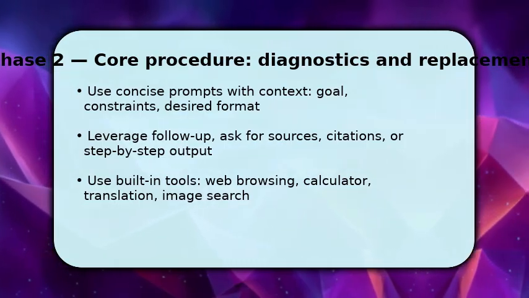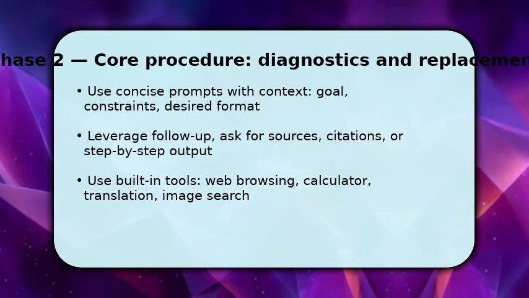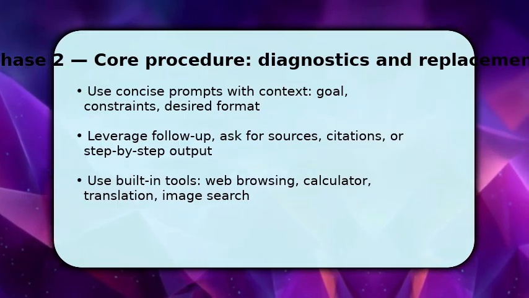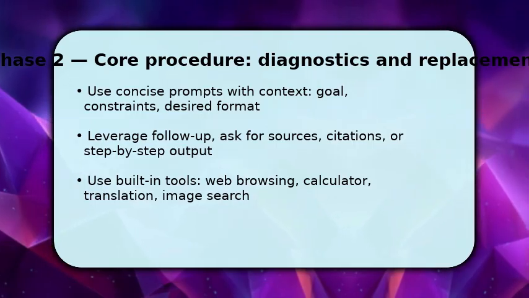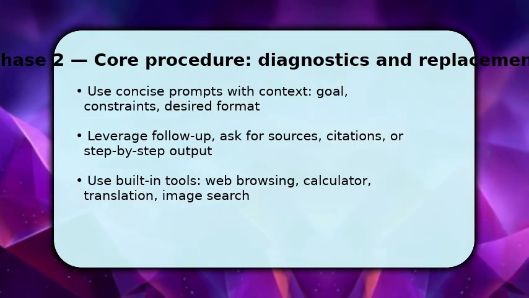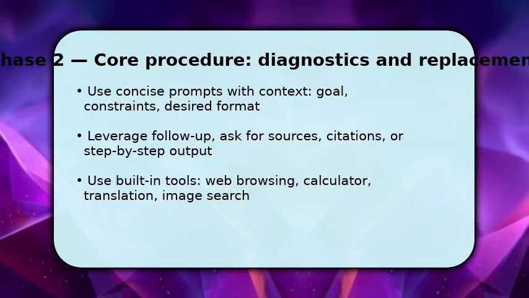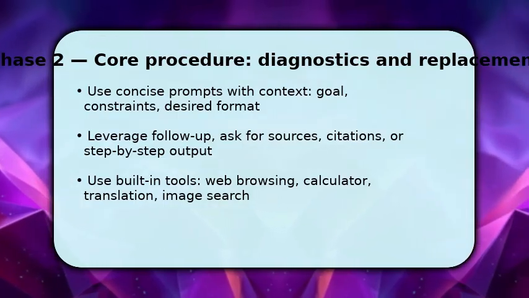Make sure to enable or invoke tools like web browsing or the calculator for up-to-date data and precise math. If you need translations or image-based info, call those tools explicitly. By iterating, you improve relevance and reduce hallucinations.